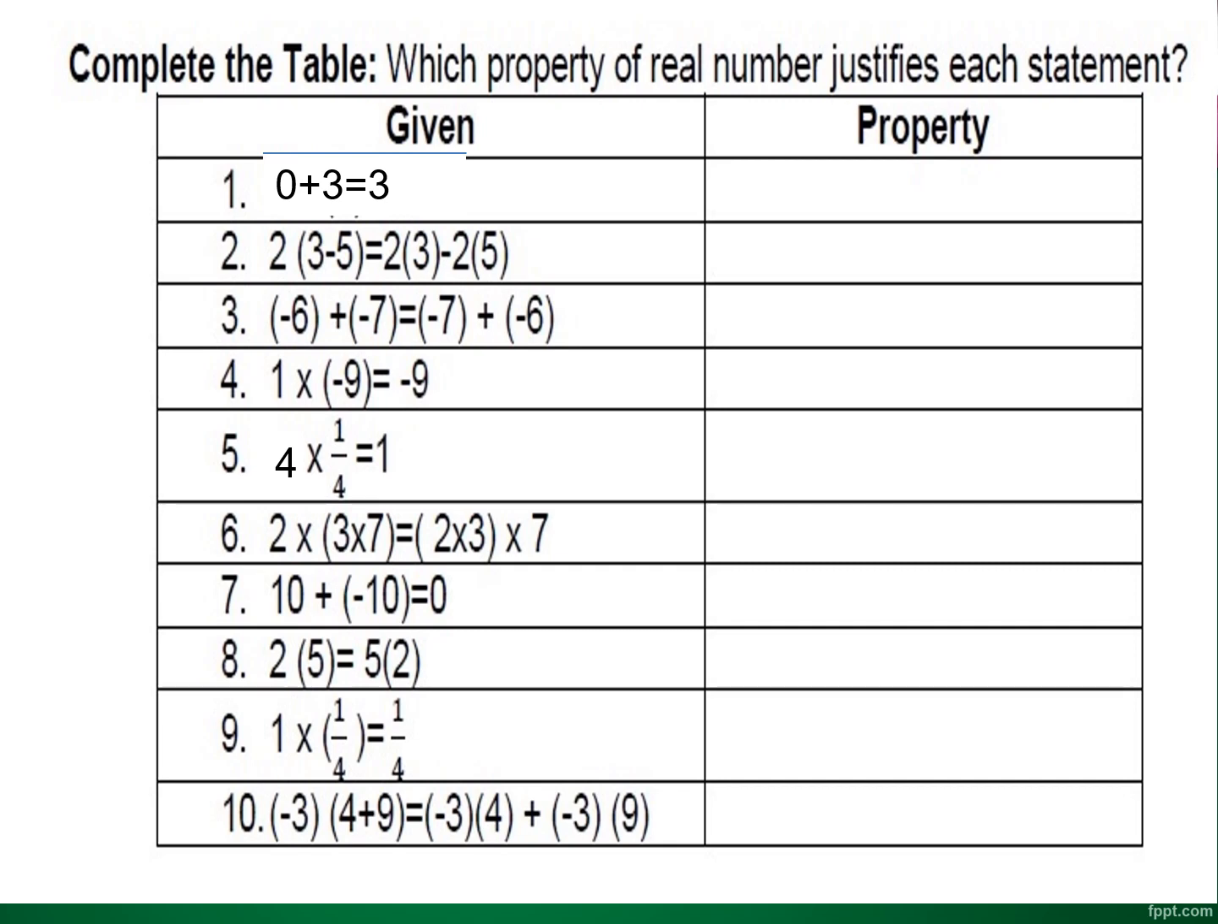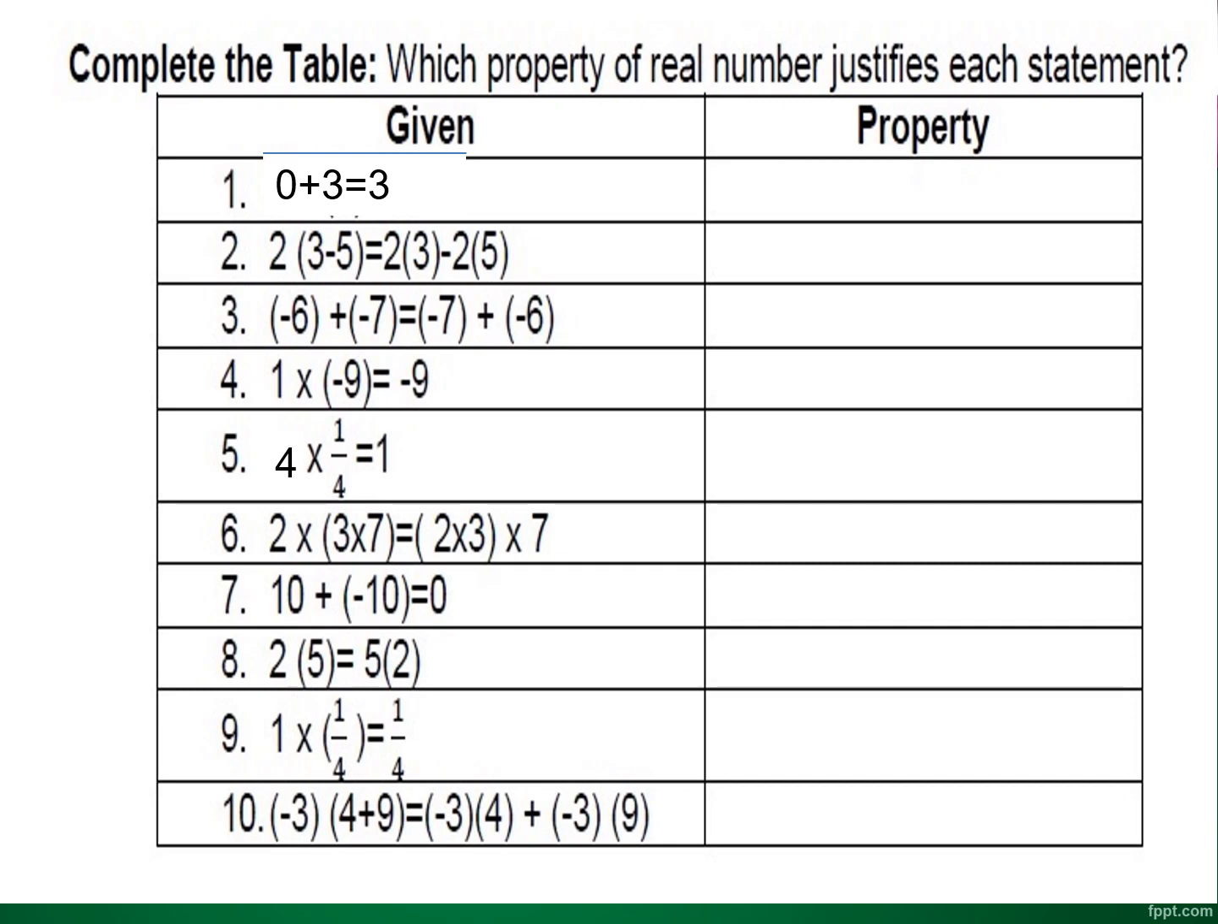Okay, let's have number 9. 1 times 1 over 4. Again, ang sagot dito, kasi times sa 1, ang sagot natin ay yung number pa rin. So, identity element of multiplication, we have, yes, identity property. So, 1 times 1 over 4 equals to 1/4. So, identity property of multiplication.